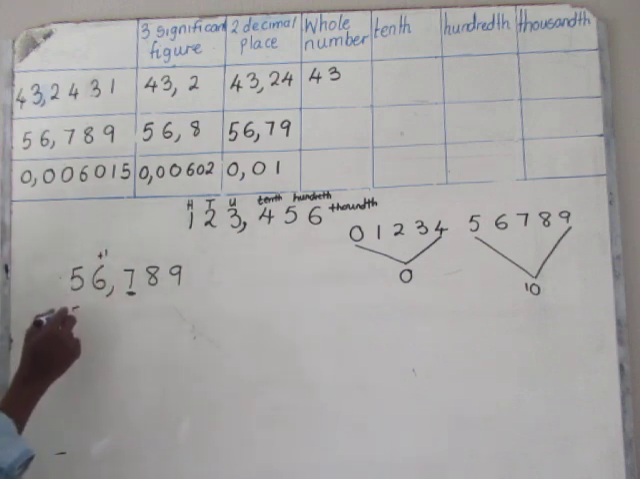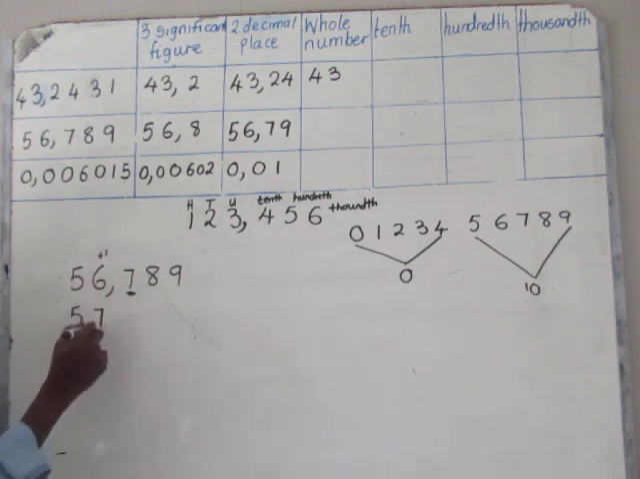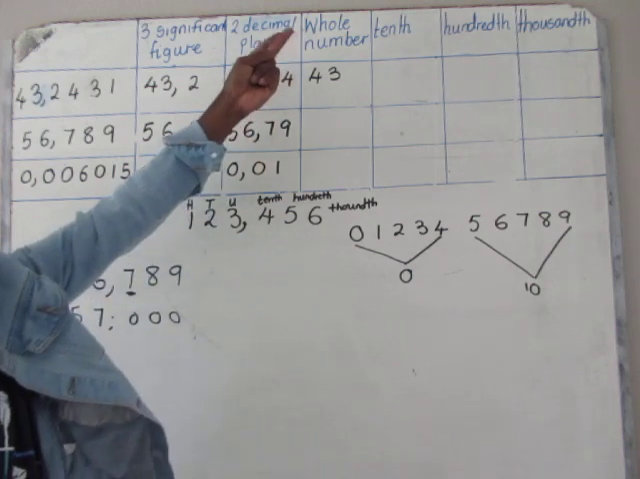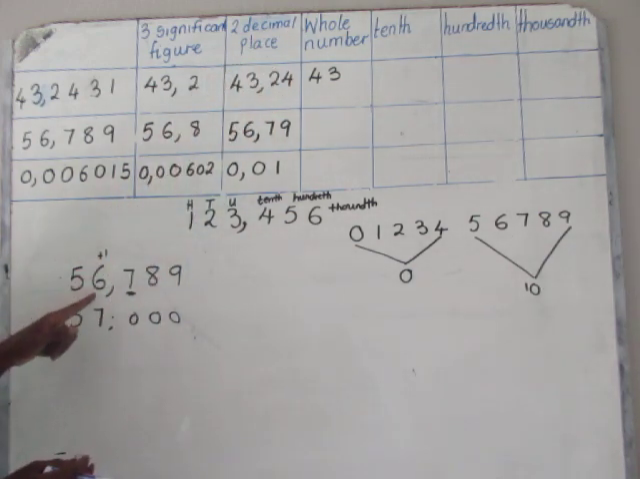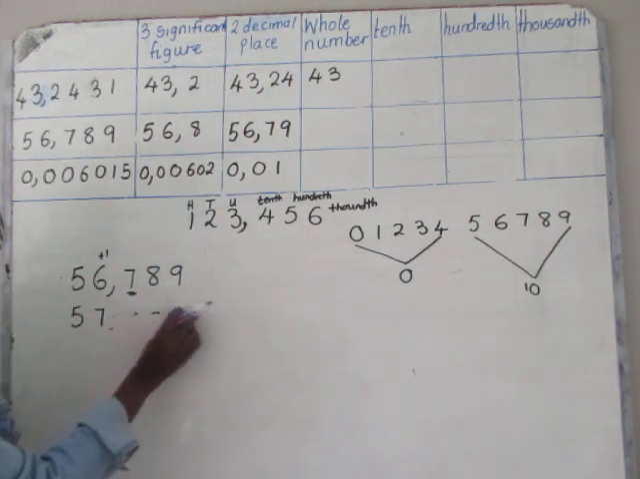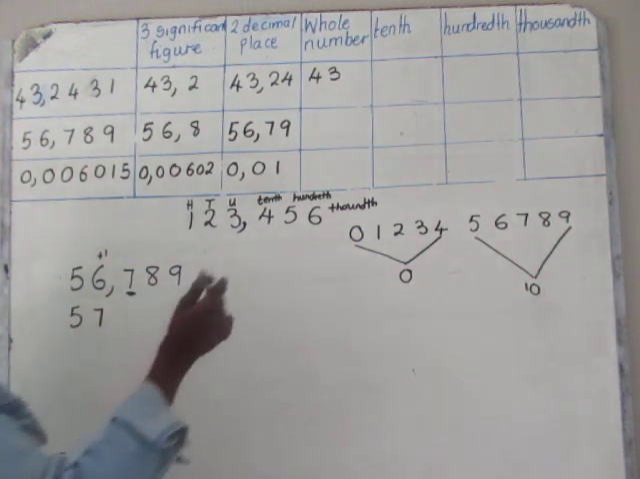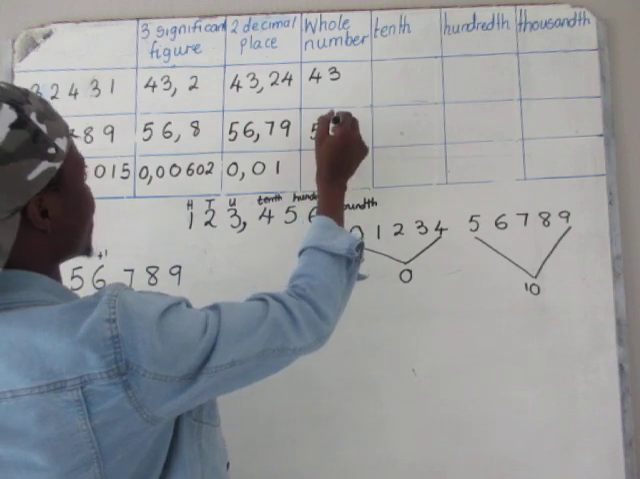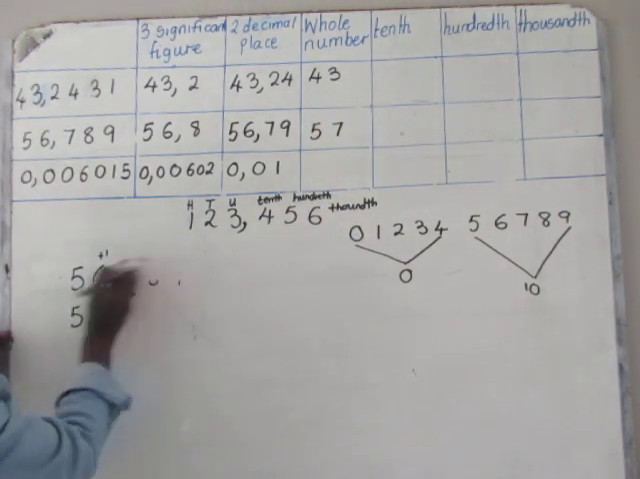So we have 5, 6 plus 1, that's 7. So we don't need a comma here. This is going to be 0, 0, 0. And remember, we're rounding to the nearest whole number or unit. We only need the units. So the rest of these guys, they go away, and we are left with 57.